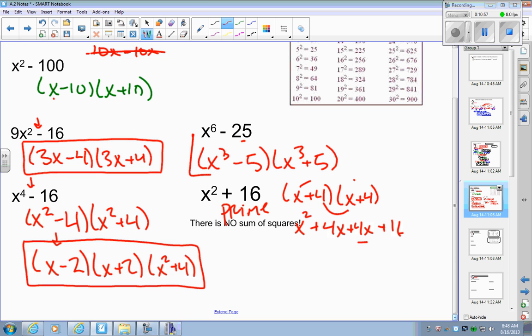Now, you can't break this down any further because what are you going to multiply by, as far as perfect squares go, to get to a 3? You need a 2 and a 1, and then 5's not a perfect square either.